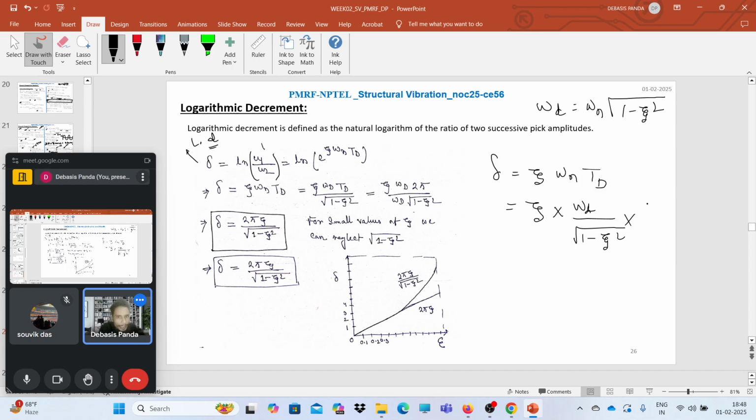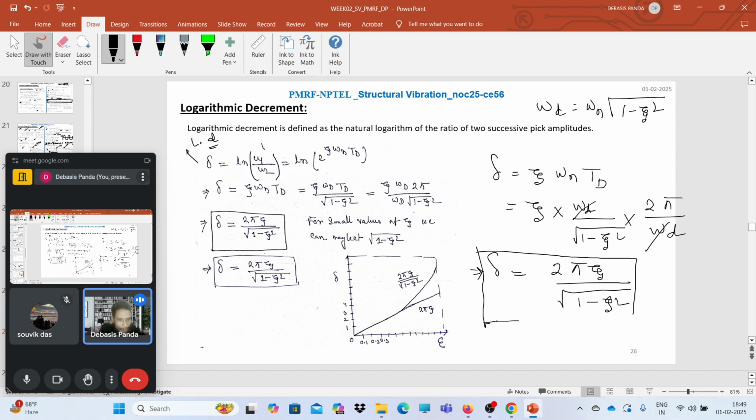What do you mean by td? Td is nothing but twice pi by omega d. So omega d cancels out, and we are left with delta equals nothing but twice pi xi by root of 1 minus zeta square. So this is the expression for the logarithmic decrement. The definition says it's nothing but the natural logarithm of the ratio of the two successive peak amplitudes of an underdamped free vibration case.